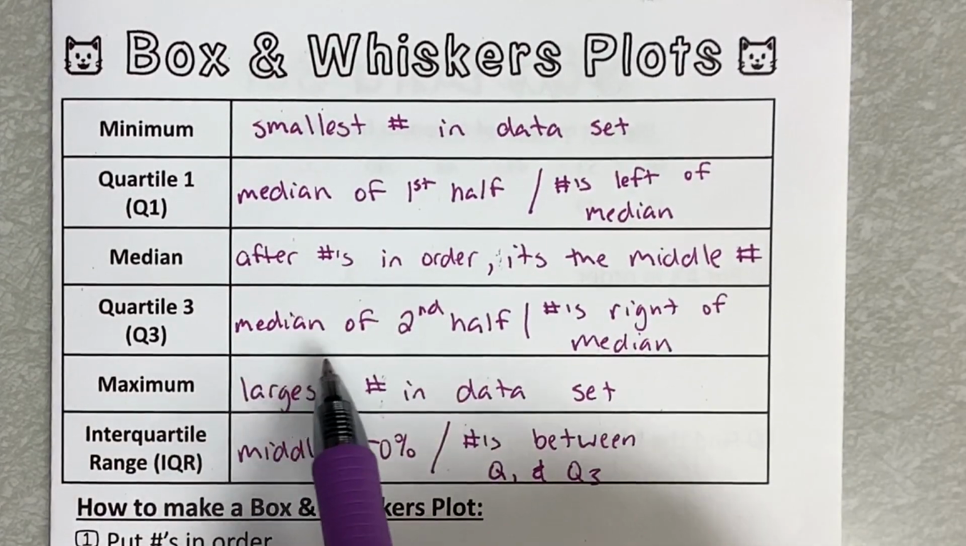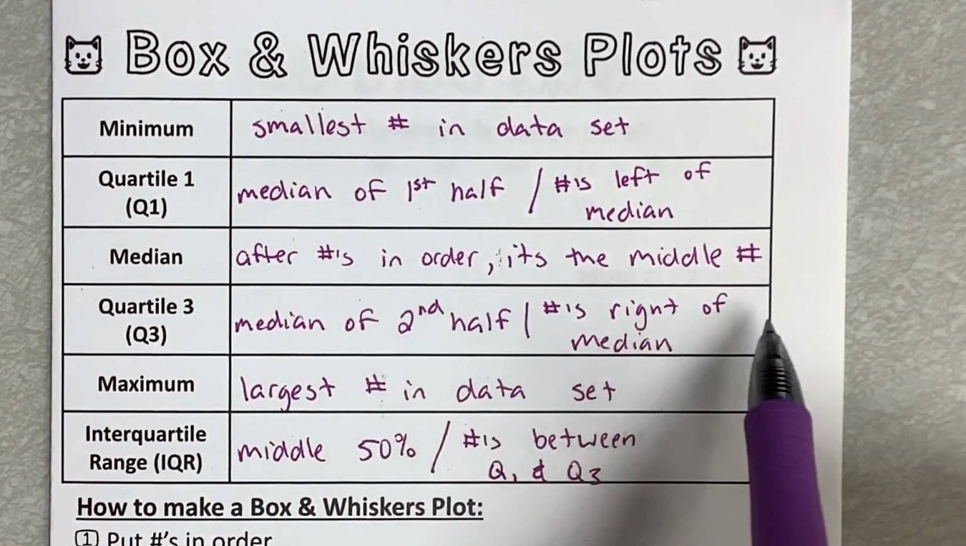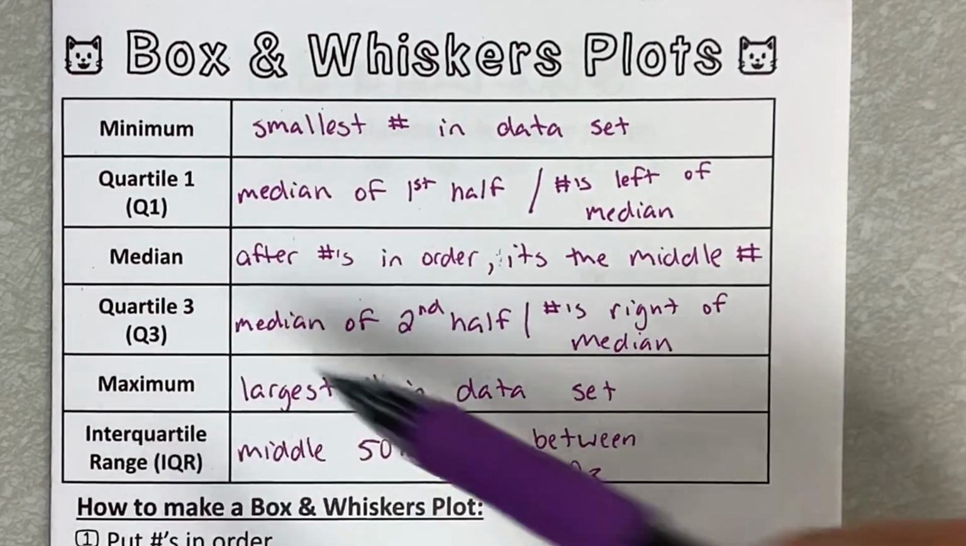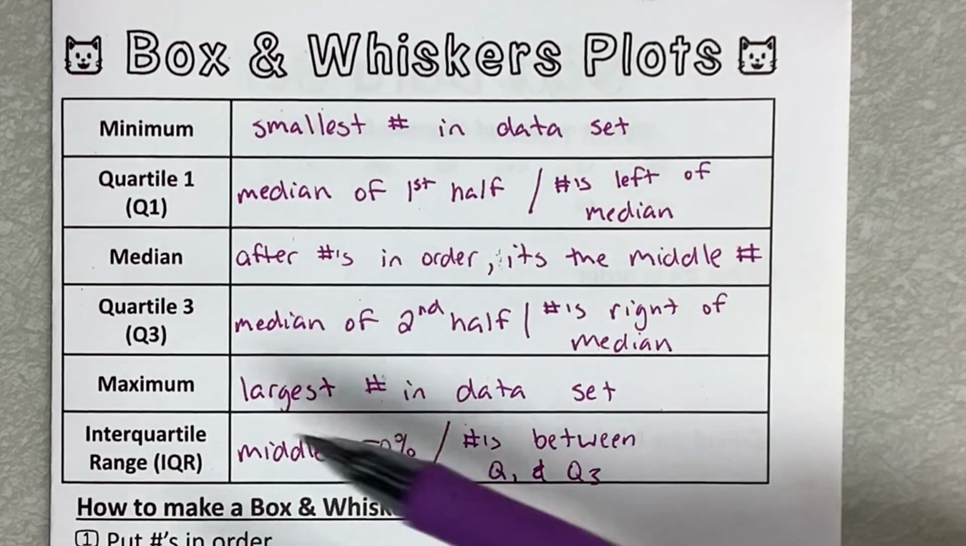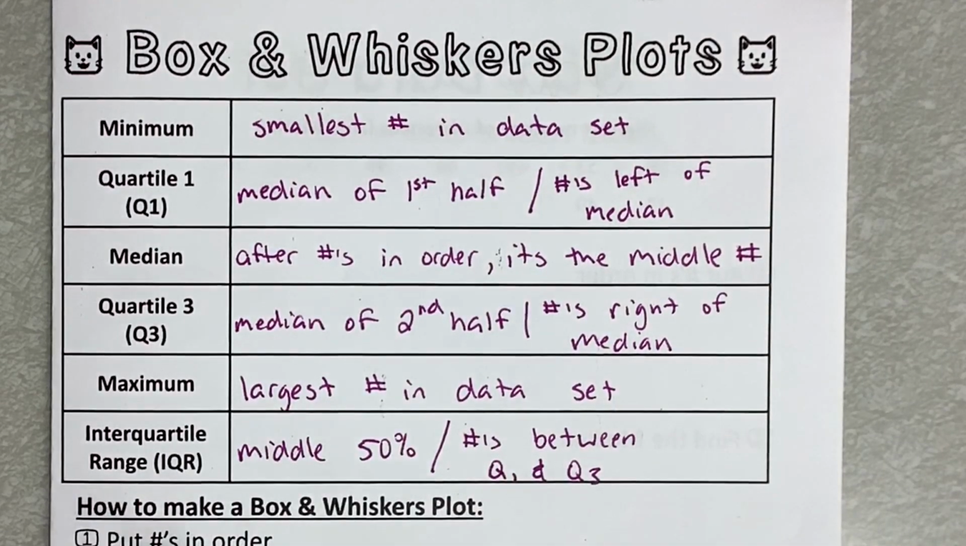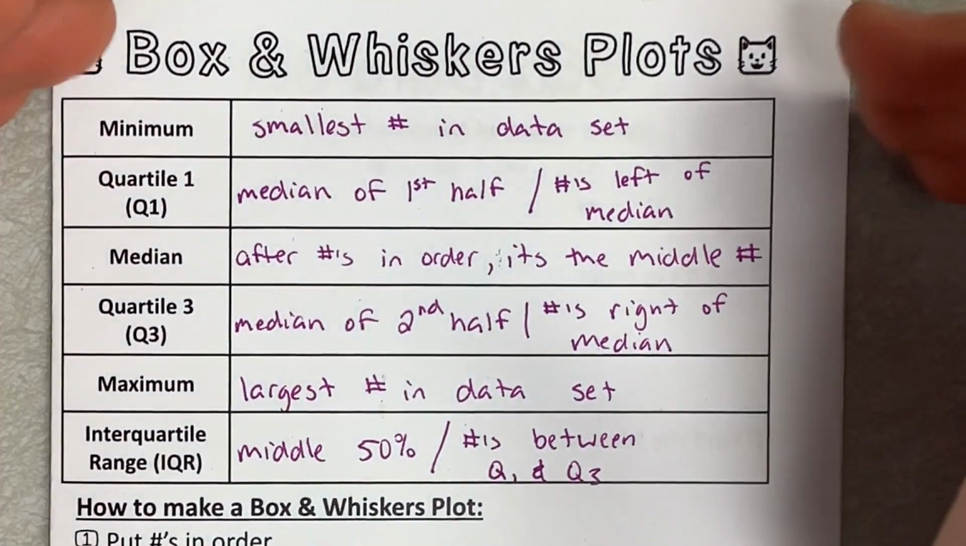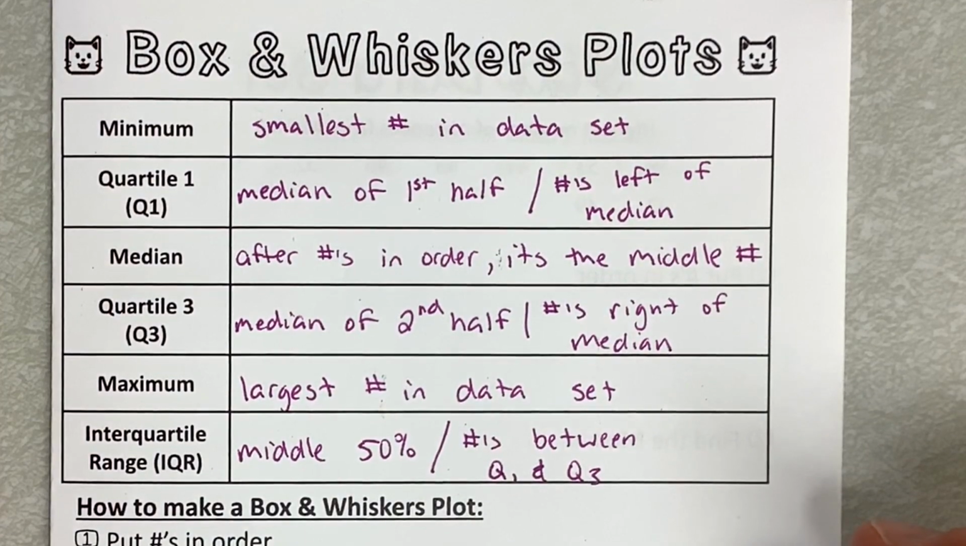Quartile 3, the median of the second half of numbers, numbers to the right of the median. Maximum, largest number in a data set. Interquartile range, IQR, is the middle 50, the numbers between Q1 and Q3. And that's it, guys. Once you have this copied down, the rest is gonna be simple.